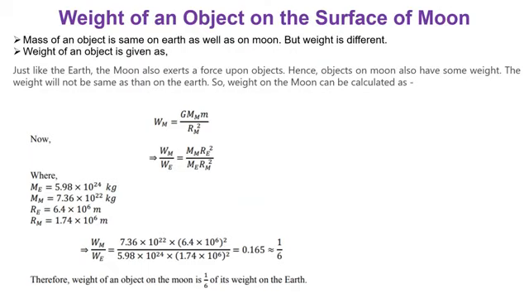Now coming to the weight of an object on the surface of the moon. The mass of an object is the same on earth as well as on the moon, but the weight is different.